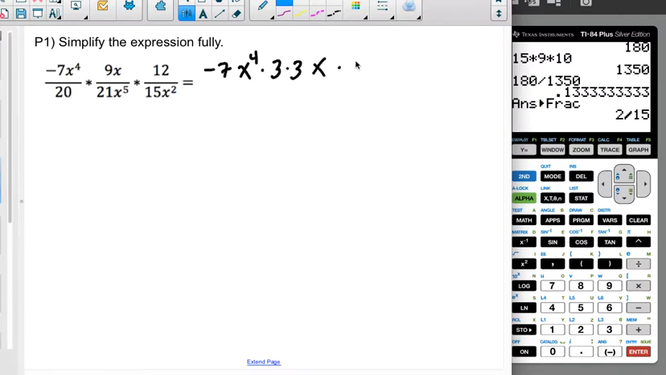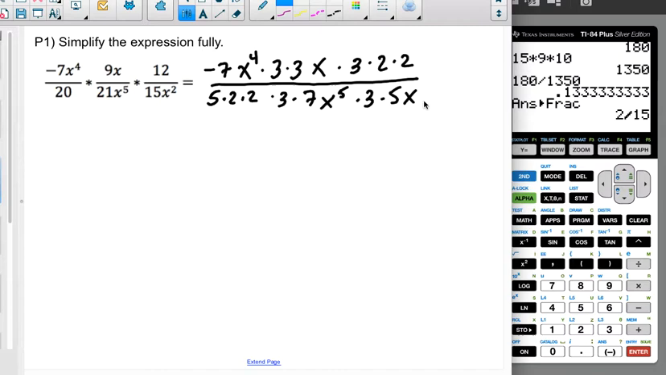I'm going to rewrite the 12 as probably a 3 times 2 times 2 because I learned my lesson from the last time. 20 is a 4 times 5, but I could also write that as a 5 times a 2 times a 2. 21 is a 3 times a 7, and there's an x to the 5th there. And the 15 is a 3 times a 5, and then an x squared.